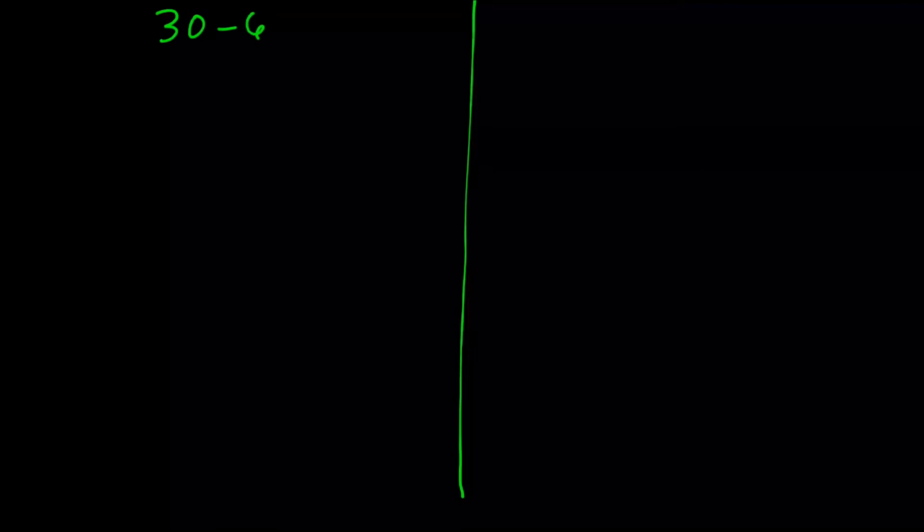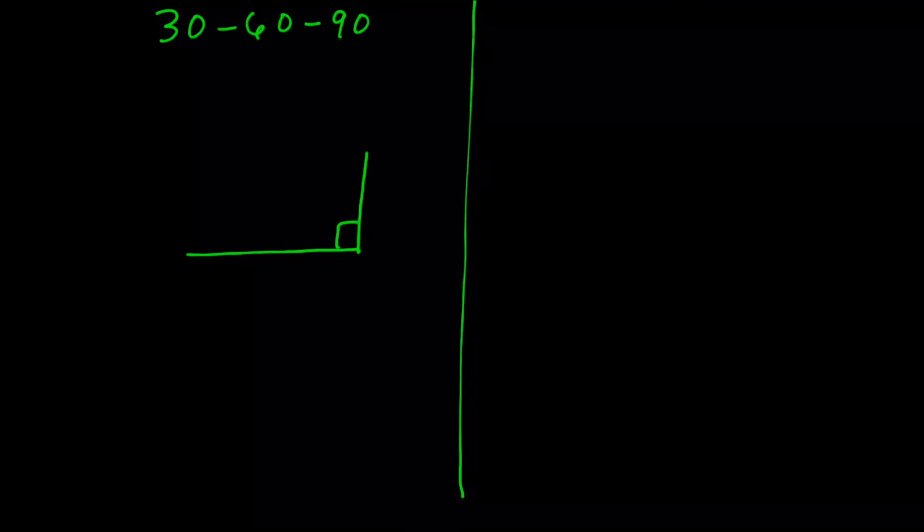So I'm going to call this first triangle a 30, 60, 90 triangle. So you can maybe guess what that's going to look like. We have a right angle, which is our 90, and then we have two other angles, one that's 30 and one that's 60. We know that all the angles in a triangle have to add up to 180, which they do here.